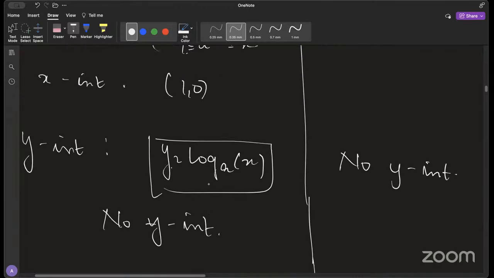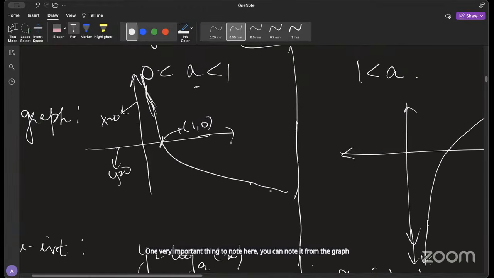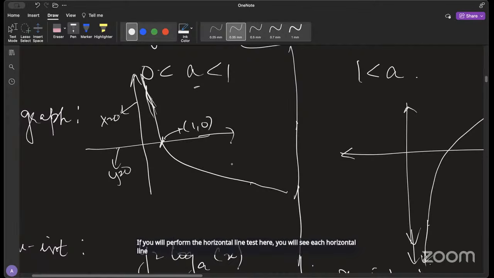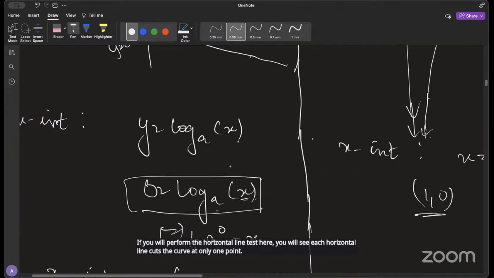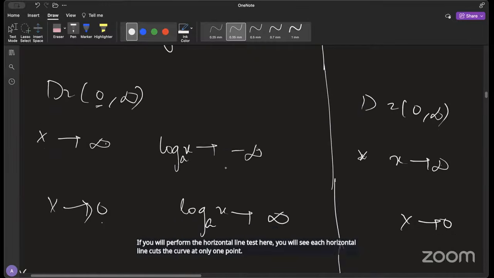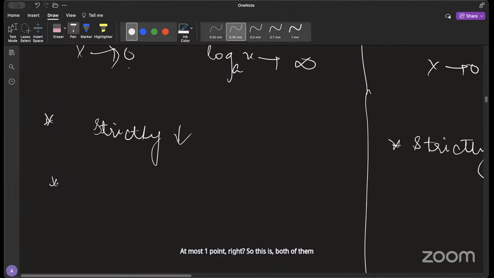One very important thing to note here, you can note it from the graph too, is that this function is a 1-1 function. If you perform the horizontal line test here, you will see each horizontal line cuts the curve at only one point. At most 1 point, right? So both of them are 1-1 functions. This is also 1-1.